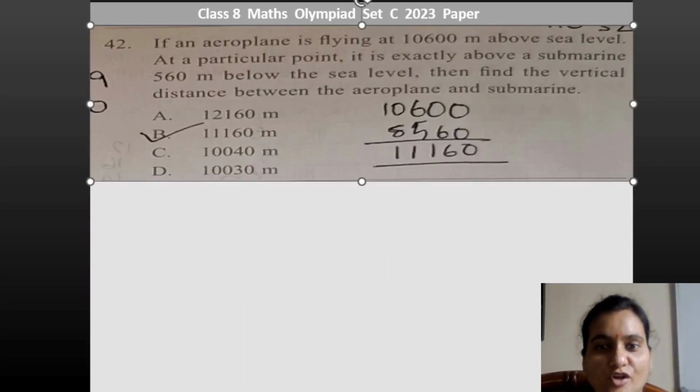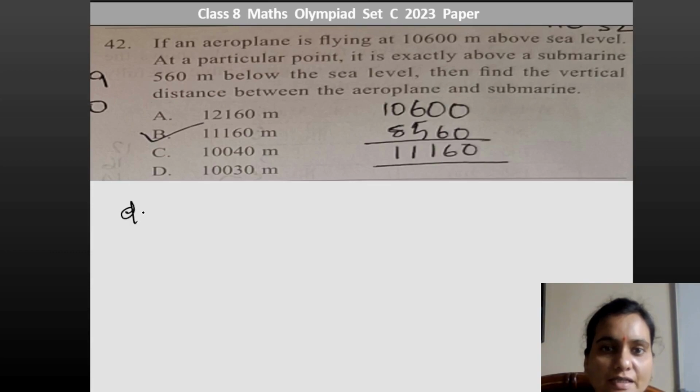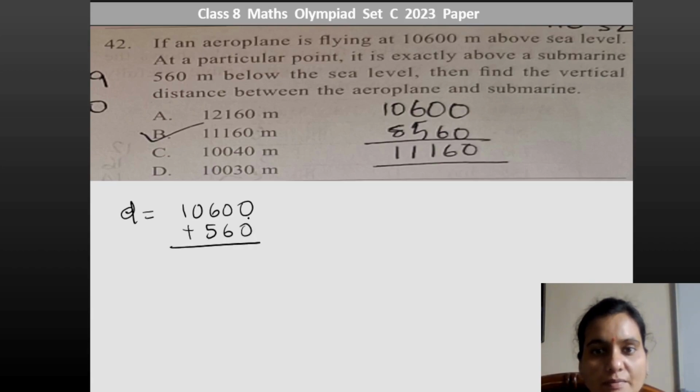Let's do question number 42. If an aeroplane is flying at 10,600 meter above sea level, at a particular point it is exactly above a submarine 560 meters below the sea level, then find the vertical distance between the aeroplane and the submarine. So the vertical distance will be 10,600 plus 560, right? So that will be 0 here, 6 here, 6 plus 5 is 11, 1 gets carried over, so 1 plus 0 is 1, and this one.